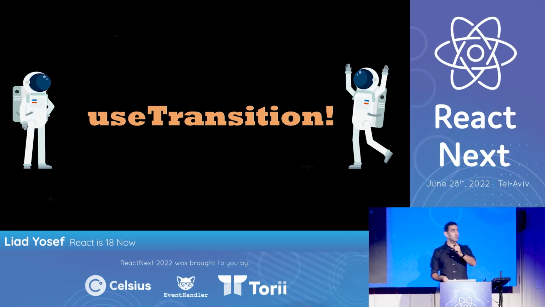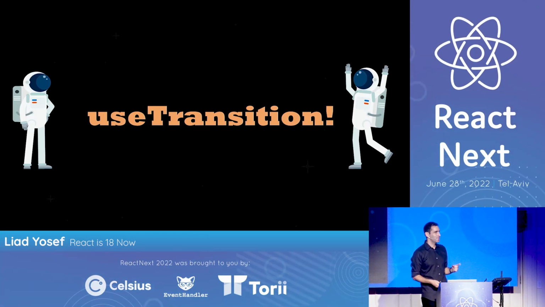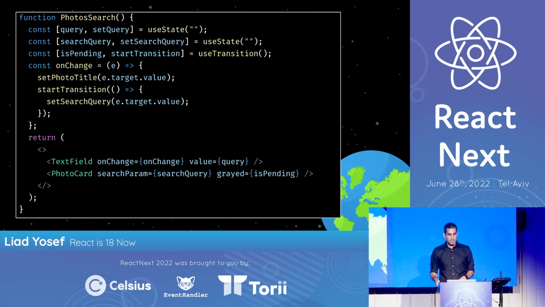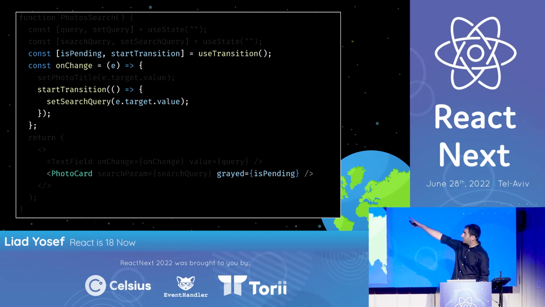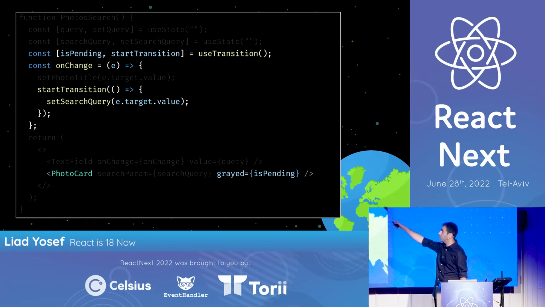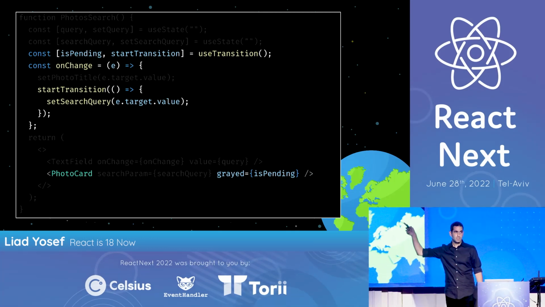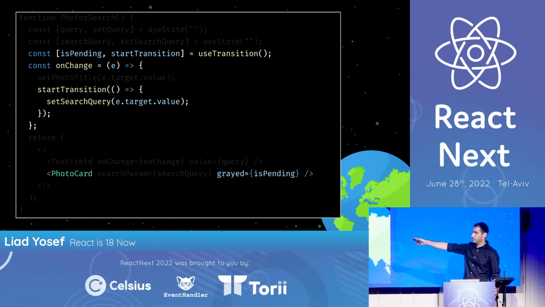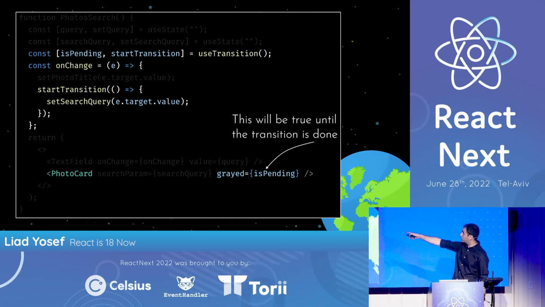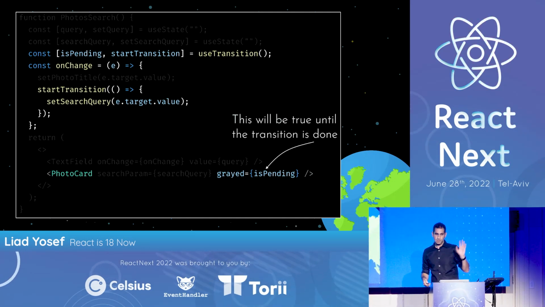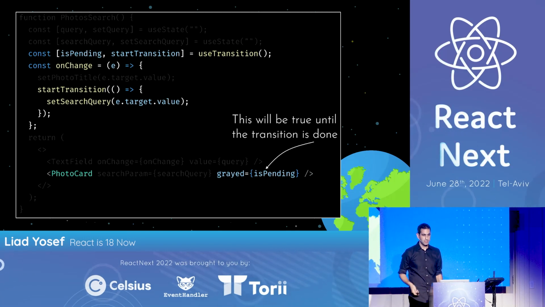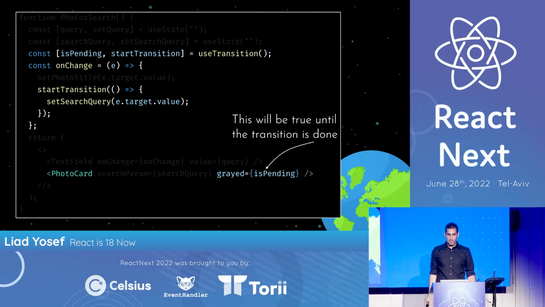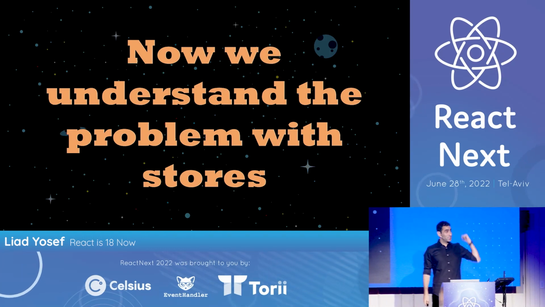So yes, we can use useTransition. That's a new hook that React 18 gives us. And useTransition just gives us the same startTransition that we used before, but also a variable called isPending, or a flag, that we can use in order to know that the transition is still going. So this will be true until the transition is done, so we can do grayed out or disabled parts of our DOM.